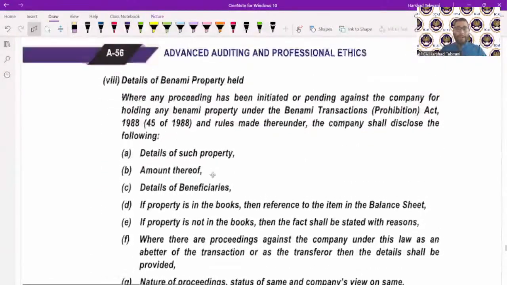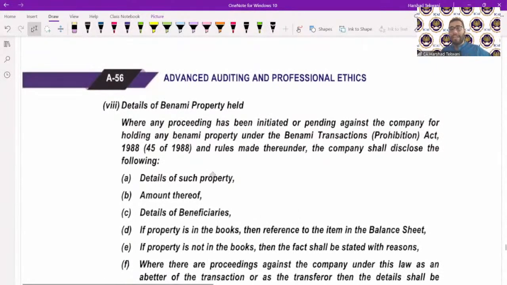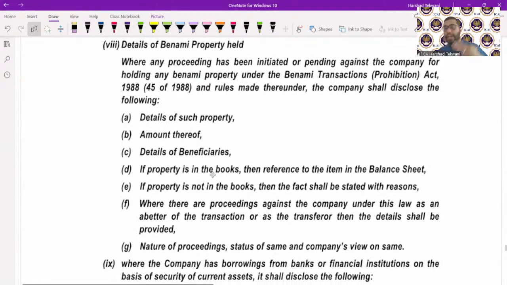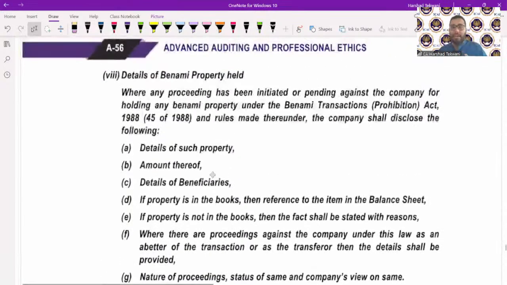Details of Benami property. Remember, we talked about if any proceedings have been initiated. I'm not talking about the completion of the proceedings or whether the company has been held guilty or not. Even if the proceedings have been initiated, you need to provide the details: details of such property, amount, details of beneficiary, whether the property is in the books or not. If yes, then which item in the balance sheet. If not, then the reason. And if the proceedings are initiated as an abettor of the transaction or transfer of the property, the nature of the proceedings and the stage at which the proceedings are.